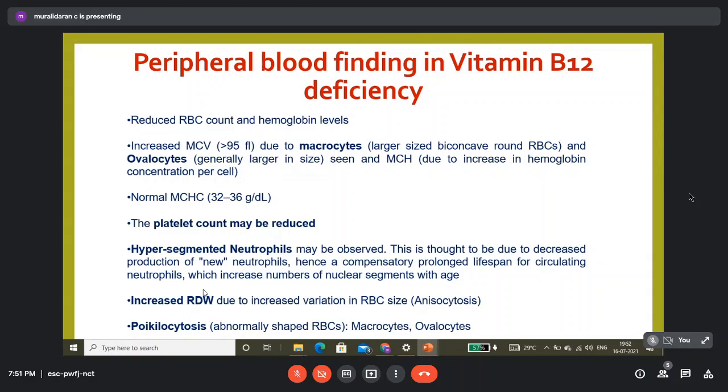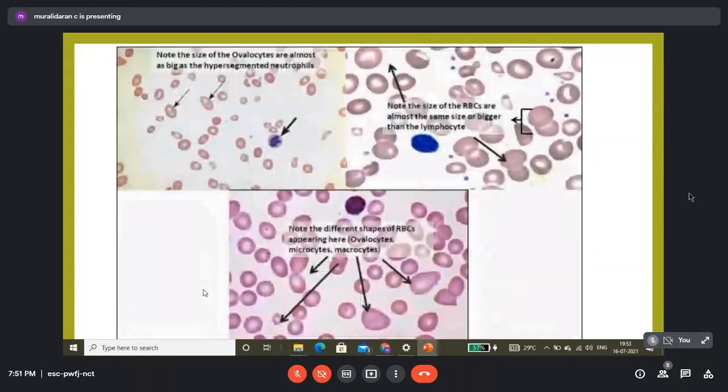Platelets may be reduced, not much, but up to around 80,000 to 1 lakh. You will have classical hypersegmented neutrophils, and RDW will be increased. Because of increased size and different shapes, we will have anisopoikilocytosis. In this picture, we can see macro-ovalocytes, different shapes of teardrop cells, as well as different shapes and sizes of cells. We can see hypersegmented neutrophils.